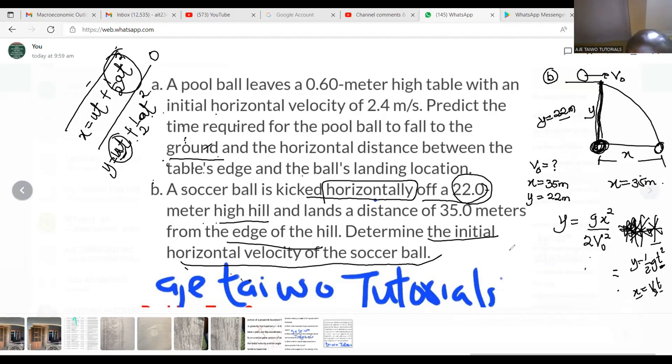So let's go. What's y? 22. y is 22 equals g is 10, x they gave us 35. I will square it, all over 2 V naught squared. This is now 44 V naught squared, equals, help me now, 35 squared times 10.